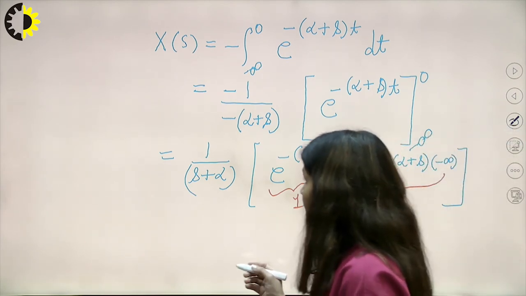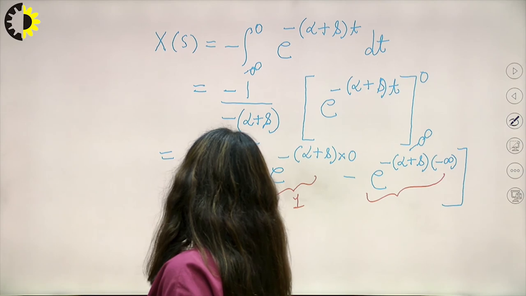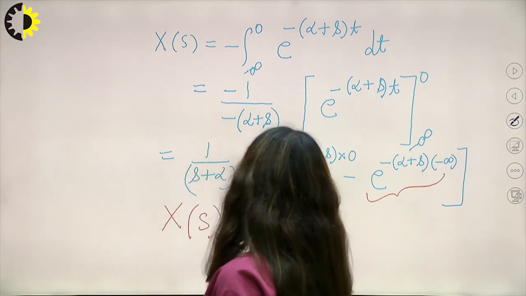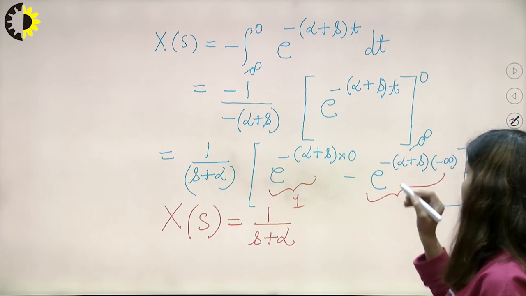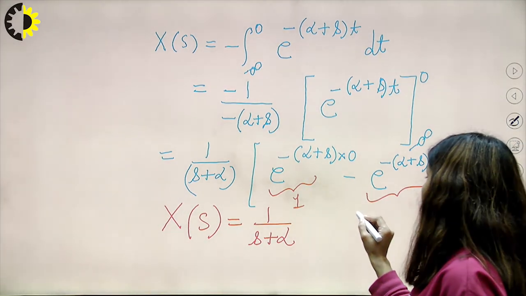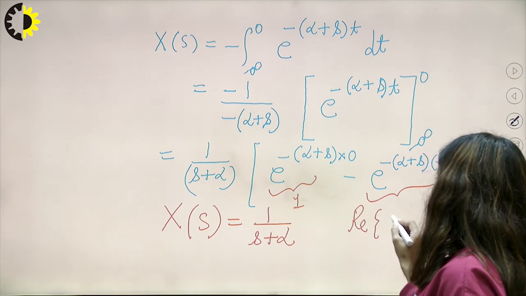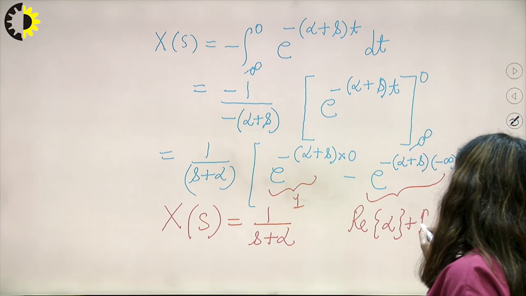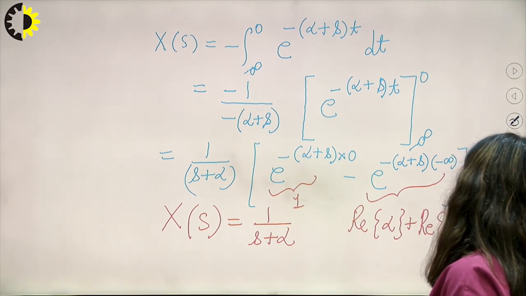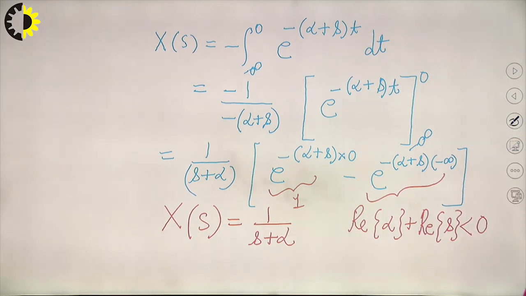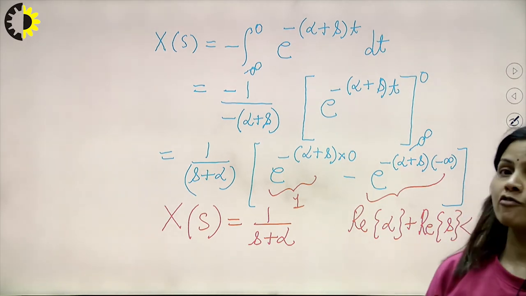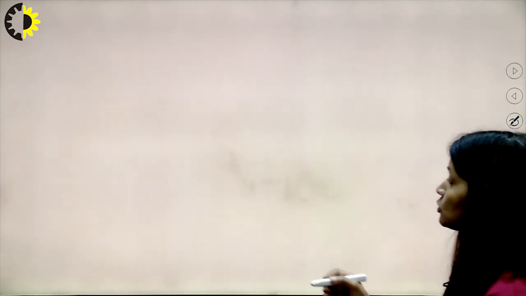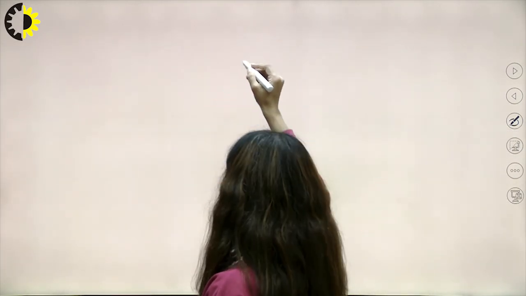similarly, I will conclude here that this Xs is equal to 1 upon s plus alpha for the converging series, that real part of alpha plus real part of s is to be less than 0. So, this can be said as this real part of s is less than minus of real part of alpha.